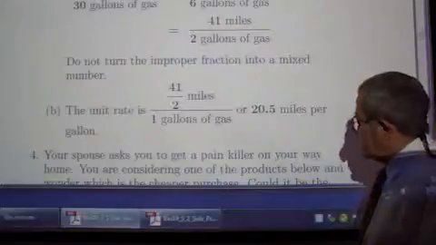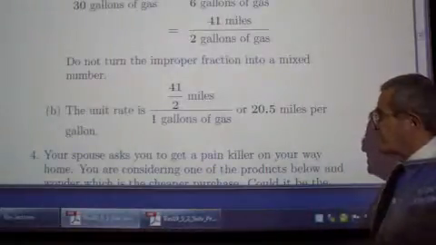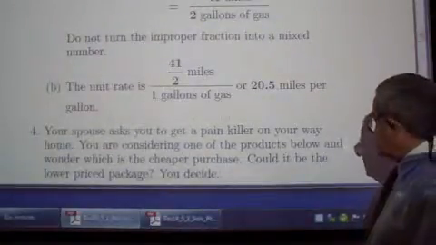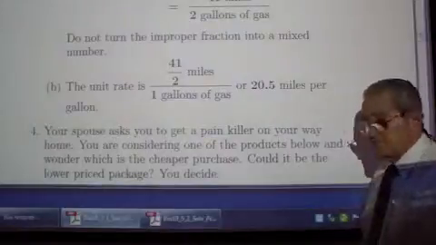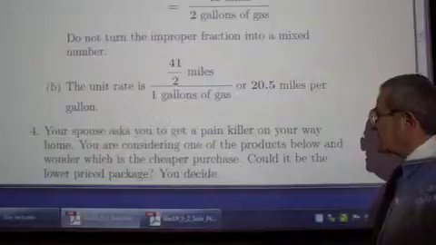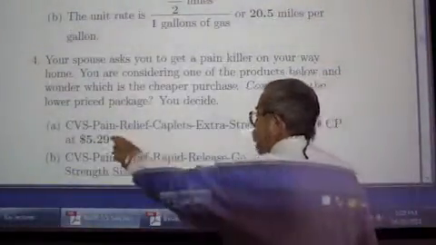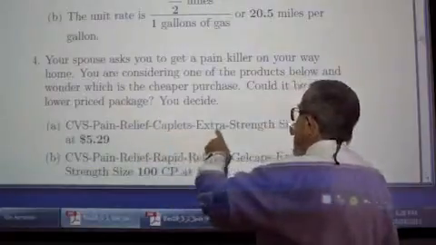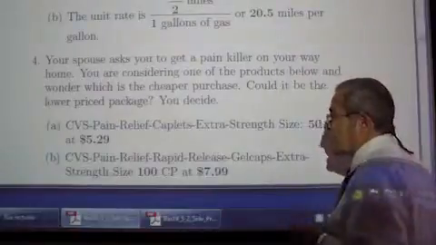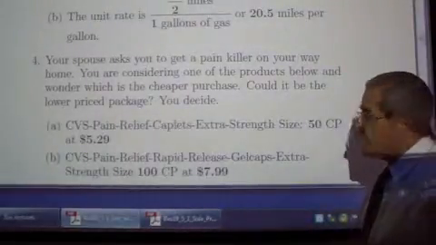Your spouse asks you to get a painkiller on your way home. You are considering one of the products below, and you wonder which one is the cheaper. You want to know whatever's cheap. You don't care if it's a good product or not. You can get CVS Pain Relief Tablets, extra strength size 50 tablets for $5.29. I got that from a commercial.